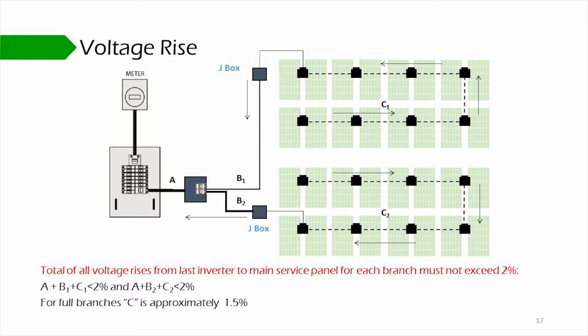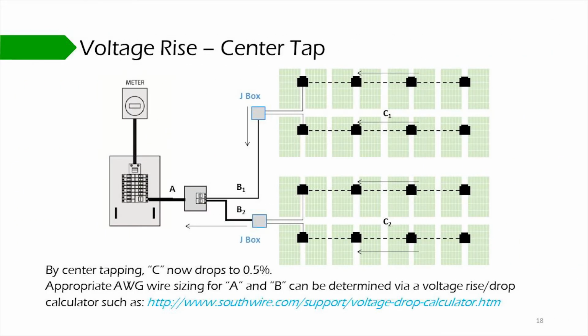To keep this from happening, first measure the voltage at the service panel to ensure it complies with local utility specifications, and then use the appropriate gauge wire to ensure that the total voltage rise for the configuration is less than 2%. Center tapping is the recommended configuration for any branch circuit of more than 4 micros. It significantly reduces the voltage rise associated with the branch circuit and allows for the use of smaller gauge wire, longer home run lines, or higher than expected utility voltages.